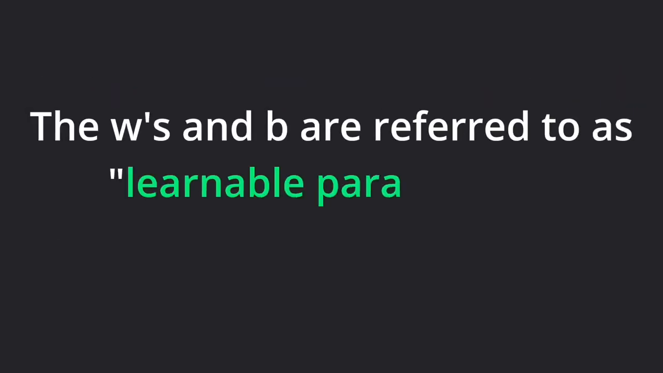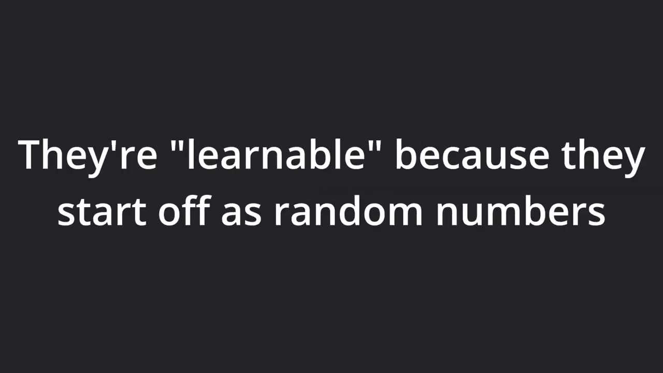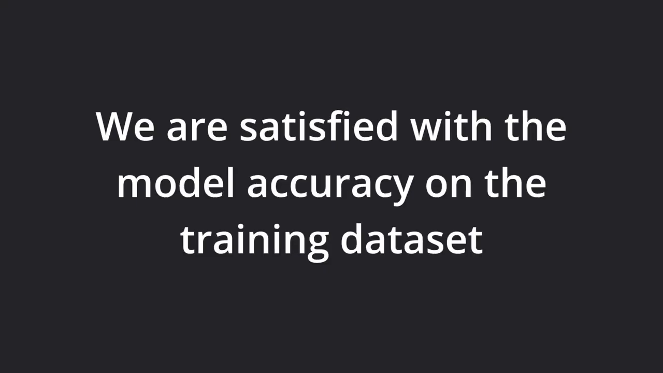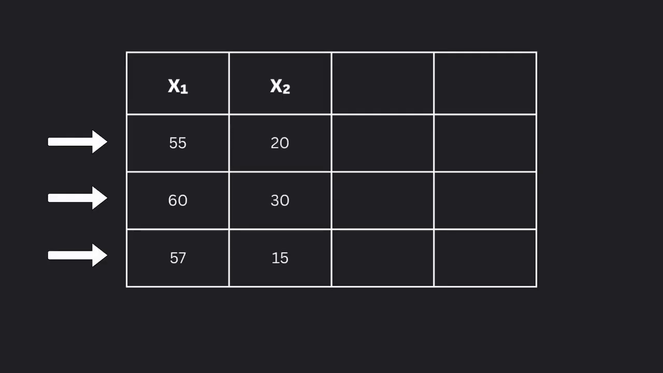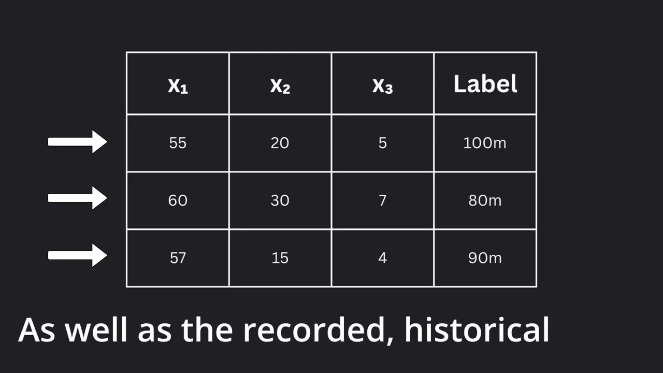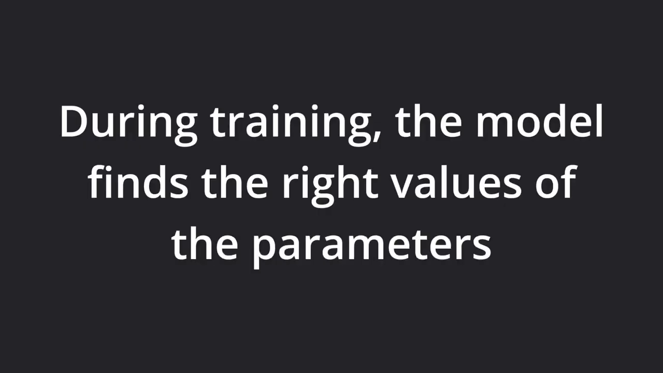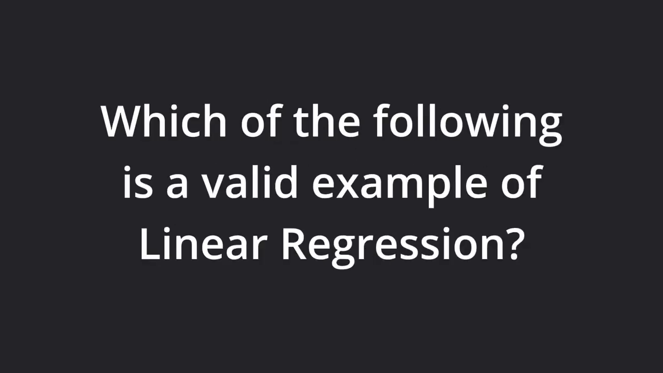The w's and b are referred to as learnable parameters for the model. They're learnable because they start off as random numbers, but over many iterations of training, their values are adjusted until we are satisfied with the model's accuracy on the training dataset, which might look something like this. Each row is a data point that has information for a particular year's election. We have the values of x1, x2, and x3, as well as the recorded historical value of the number of votes received. During training, the model finds the right values of the parameters that can capture the relationship in the data. Question 2. Which of the following is a valid example of linear regression?